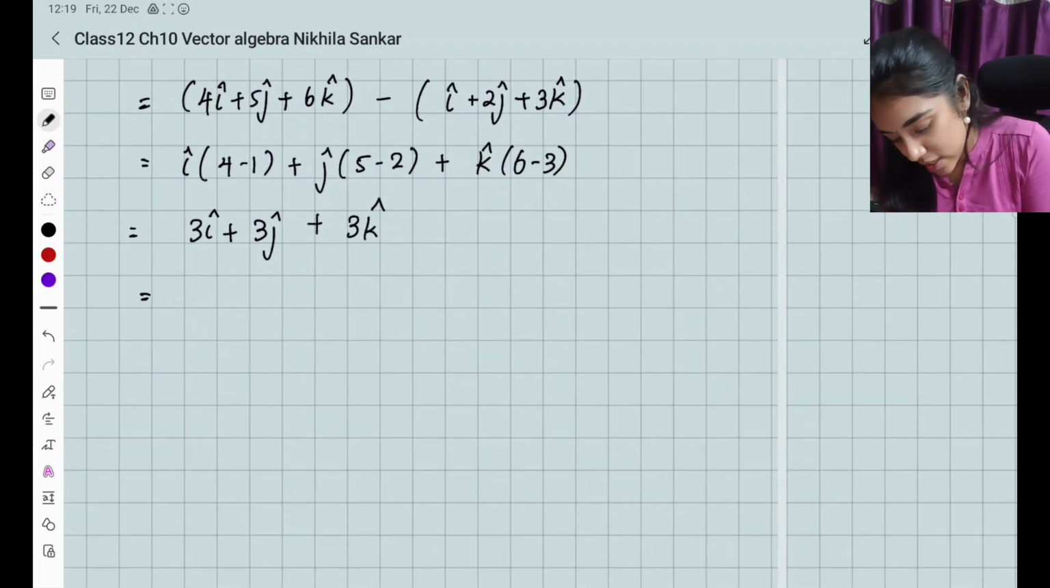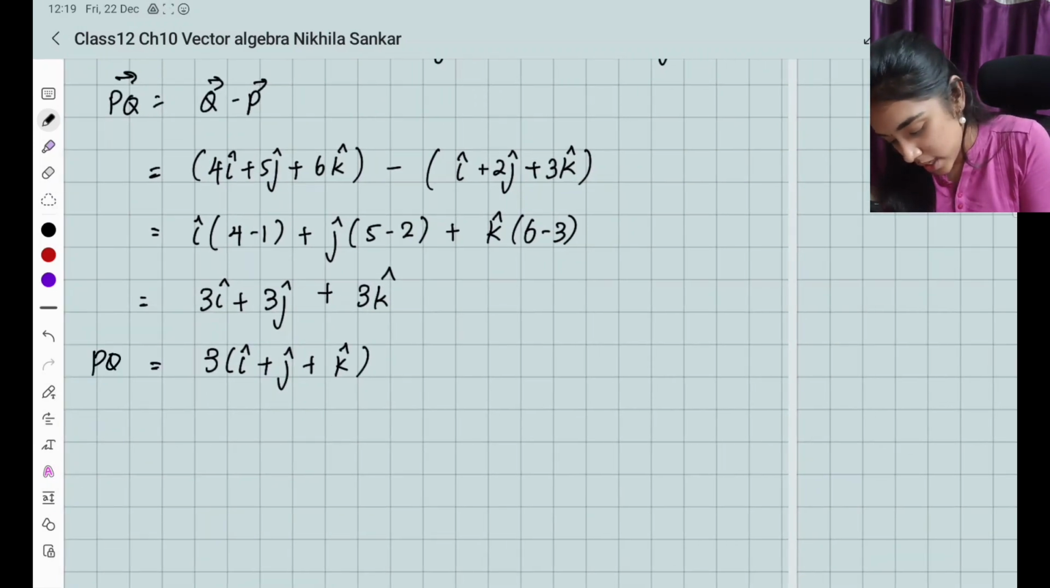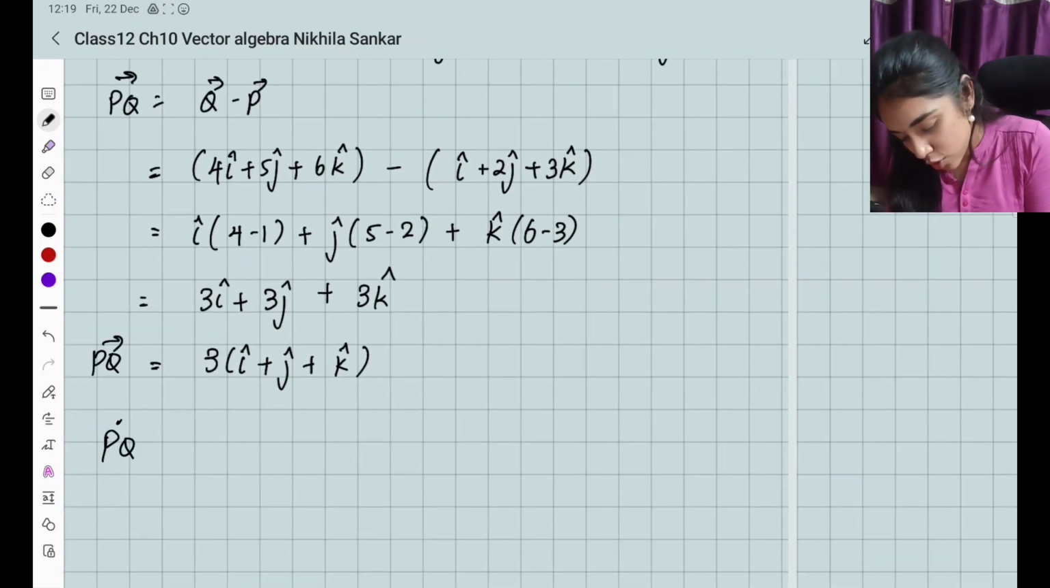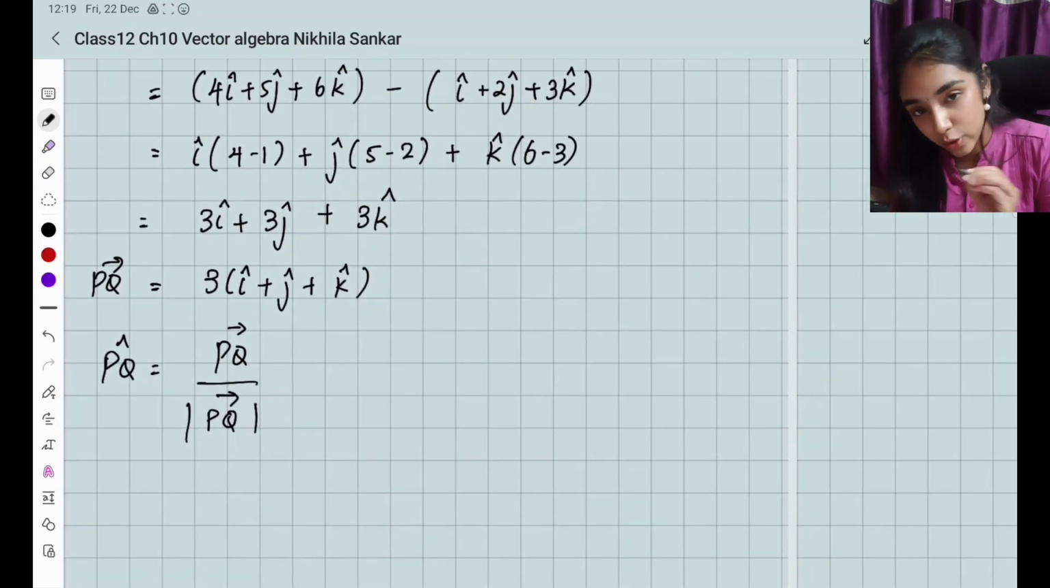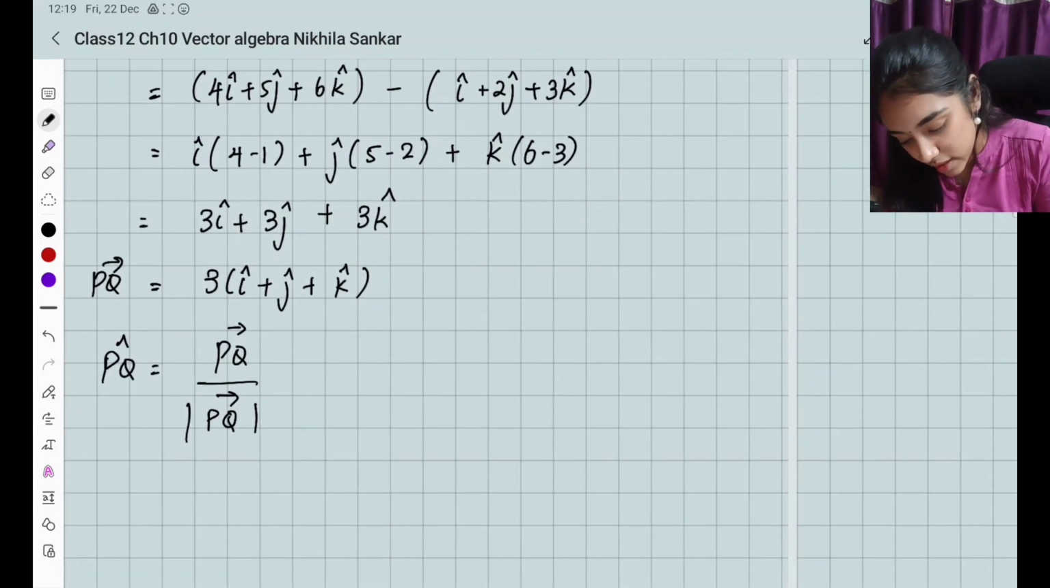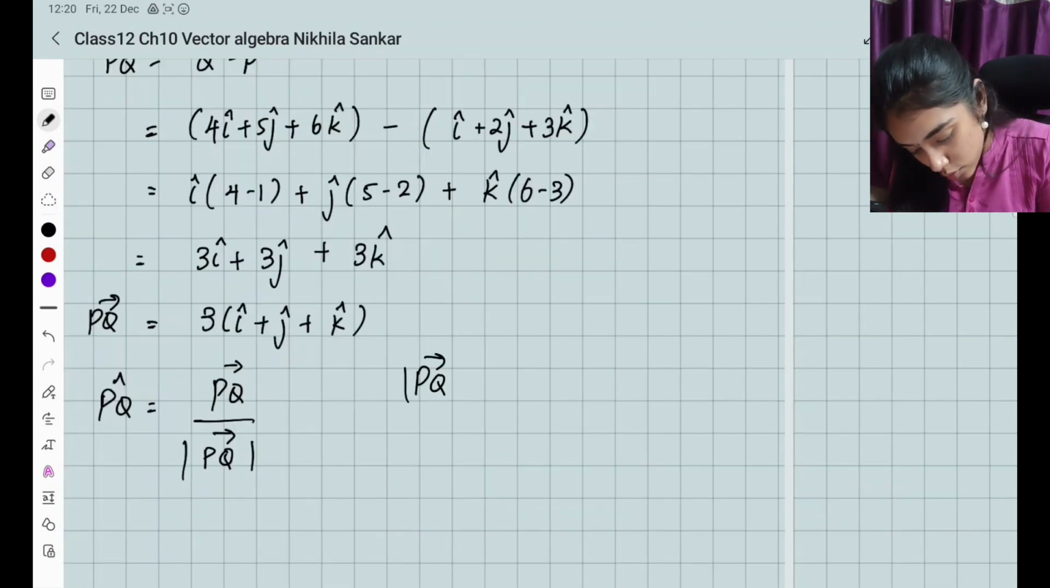This is going to be 3i cap plus 3j cap plus 3k cap. So if I take 3 common from this, I have 3 times (i cap plus j cap plus k cap). So this is going to be PQ vector. Now what is PQ cap? It is going to be PQ vector divided by the modulus of PQ vector. Now I already have a 3, and I'm going to square the remaining terms. So what is the absolute value of PQ?